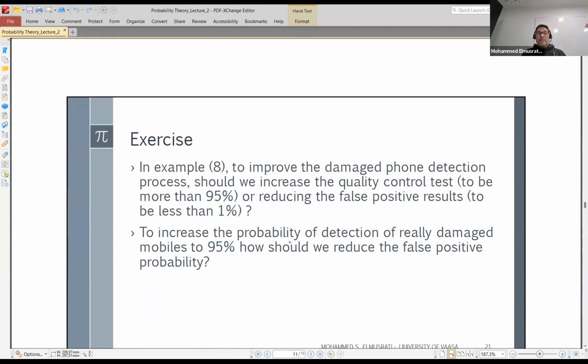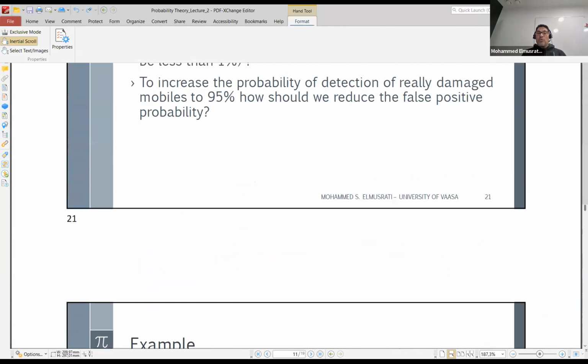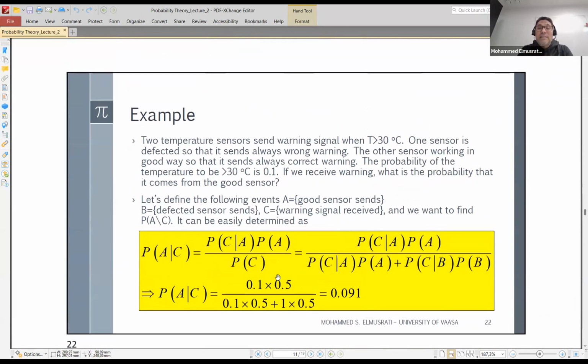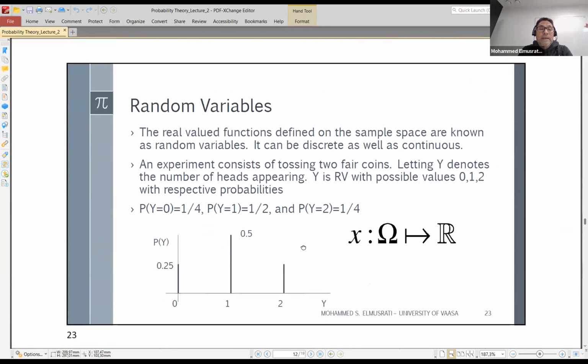These are the exercises given here, but it is not required from you to return the results, just for you to use. And another example is given here. Okay.